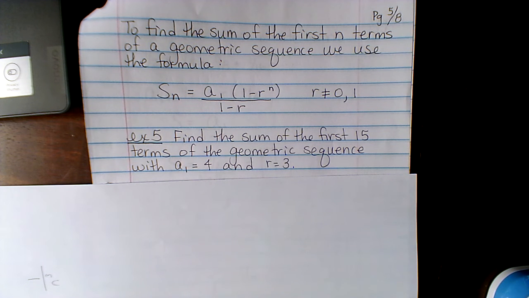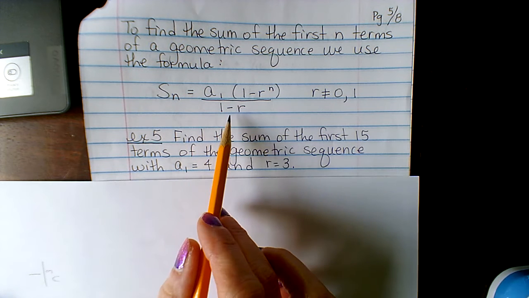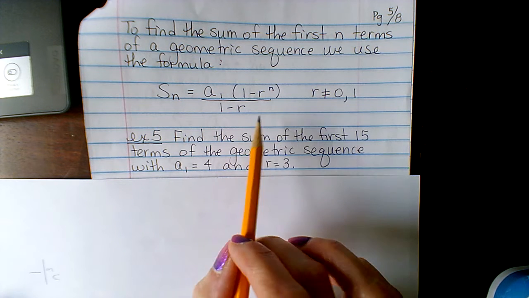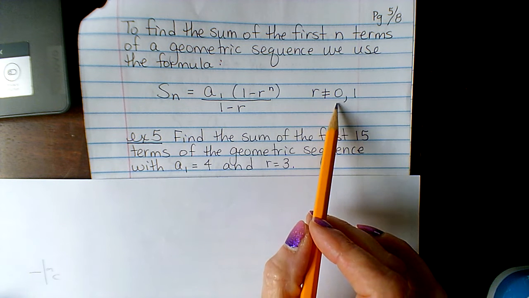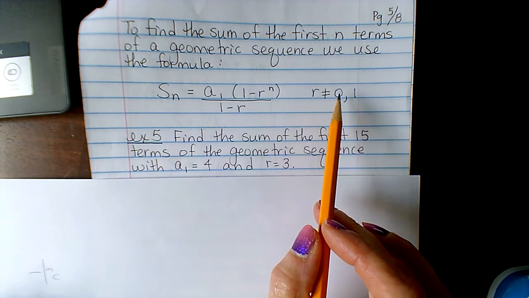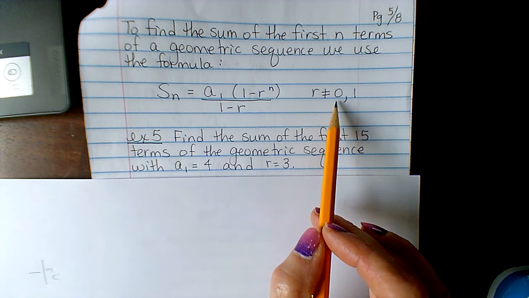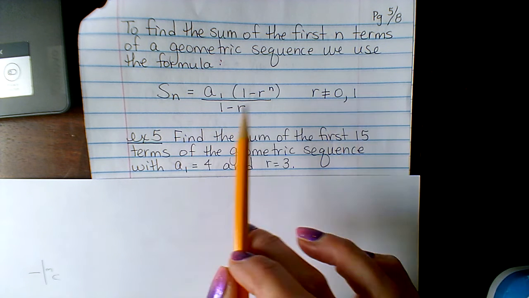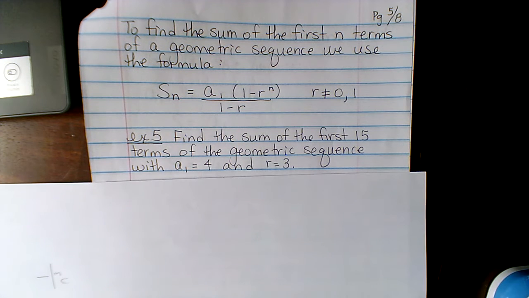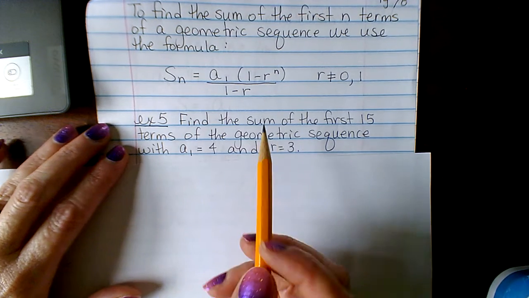So if we want to find the finite sum for the terms of a geometric sequence, we're going to use this formula. Now, I'm not going to derive this formula for you. It does work only when r is not 0 or 1. That's because a geometric sequence can't have an r value of 0. And if r happens to be 1, then that denominator right there is going to be 0, so it's not going to be defined.